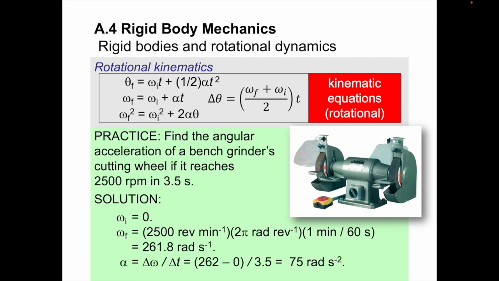Pretty cool. The other thing we can do is solve for our angular acceleration. Now that we have our radians per second, we want to look for the angular acceleration. That's our angular velocity divided by time. This is our final minus initial angular speed, and we're dividing it by the time it takes, 3.5 seconds, to give us 75 radians per second squared.